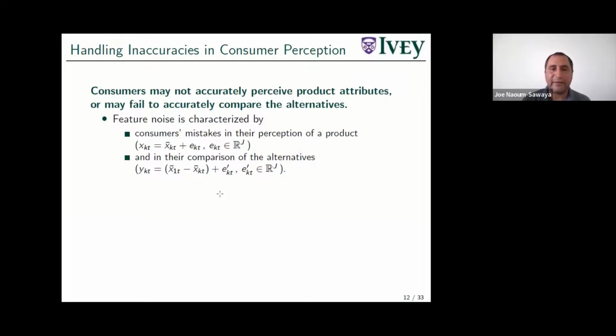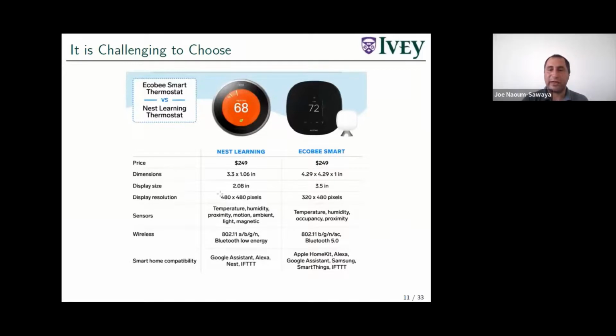From a model perspective, the way we can model this idea that it's very hard to compare, or that we cannot accurately perceive the product, is by saying there is an error in what we perceive. The actual product feature is X bar, but in reality, what the consumer sees is X bar plus some error. So the way I perceive it as a consumer, there is always an error. And in fact, I'm not really looking at one product at a time; I'm actually doing a comparison. So there is an error, E prime, in what I perceive as the difference. When I'm looking at the difference between these two thermostats, I cannot accurately say what the difference is.